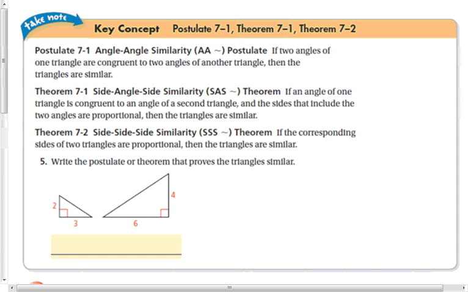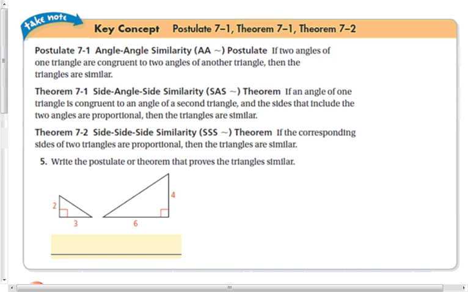All right, so here are the postulates and theorems that we're going to use. The angle-angle similarity postulate: if two angles of one triangle are congruent to two angles of another triangle, then the triangles are similar. And that's because of the third angle theorem. If you have two that are already congruent, then the third one is going to be congruent. Side-angle-side similarity theorem: if an angle of one triangle is congruent to an angle of the second triangle, and the sides that include the two angles are proportional, then the triangles are similar. And side-side-side similarity: if corresponding sides of two triangles are proportional, then the triangles are similar.